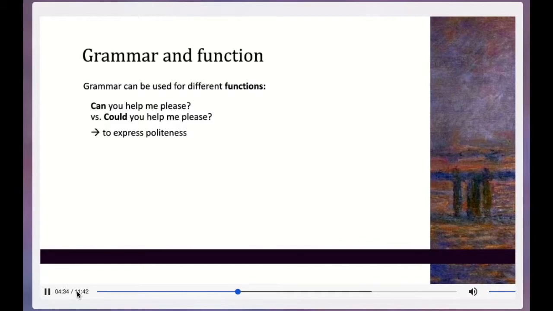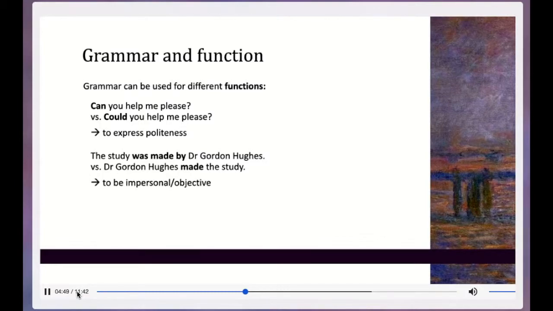Another example of how grammar can be used to express specific functions is in the difference between active and passive constructions. If we compare the study was made by Dr. Gordon Hughes to Dr. Gordon Hughes made the study, we can conclude that the first construction, the passive, the study was made by X, sounds more impersonal and objective than X made the study.